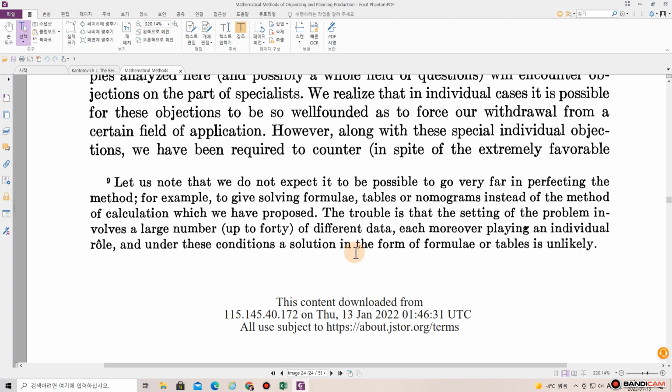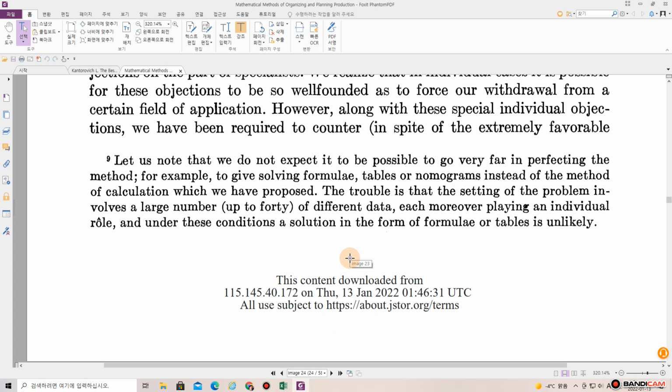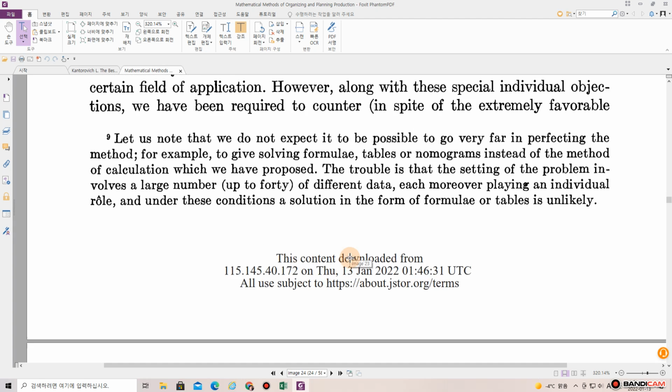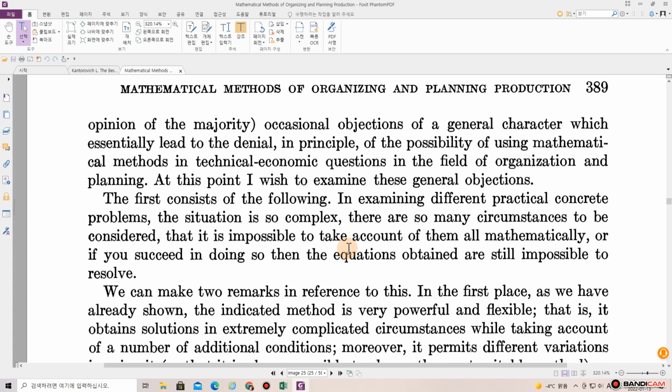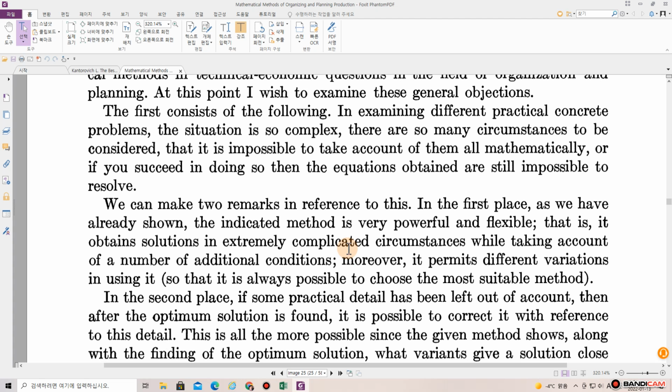However, along with these special individual objections, we have been required to counter, in part in spite of the extremely favorable opinion of the majority, occasional objections of a general character, which essentially lead to the denial in principle of the possibility of using mathematical methods in technical economic questions in the field of organization and planning. At this point, I wish to examine these general objections. The first consists of the following.